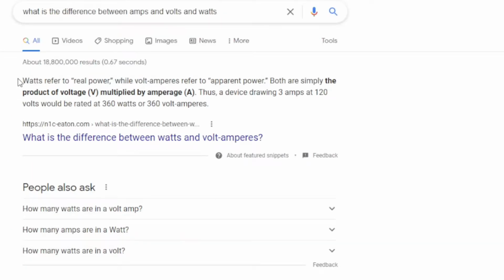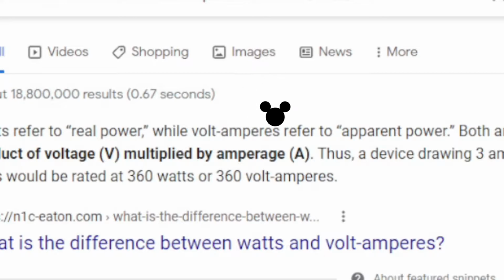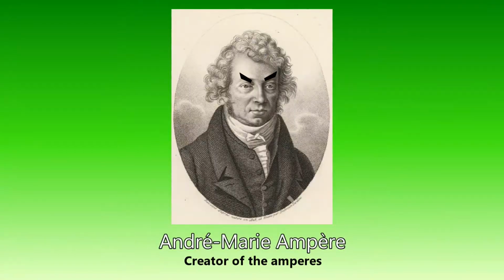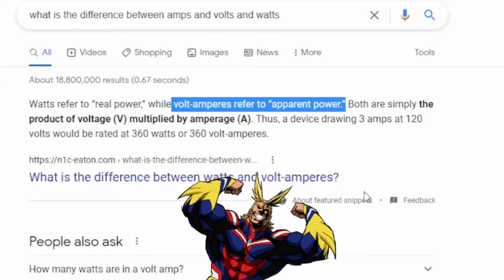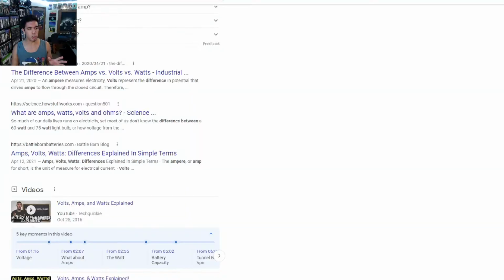So as I regained my vision, I typed in the difference between amps and volts and watts. It says right here at the top that watts refer to real power, while volt-amperes refer to apparent power. So on the surface, that makes no sense.